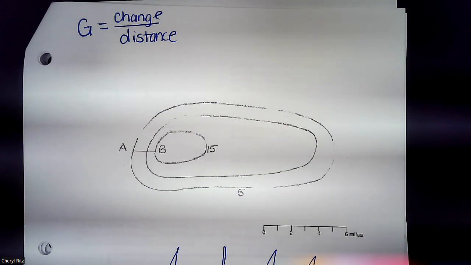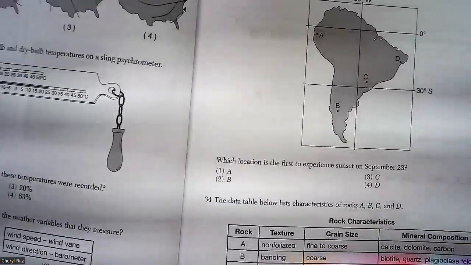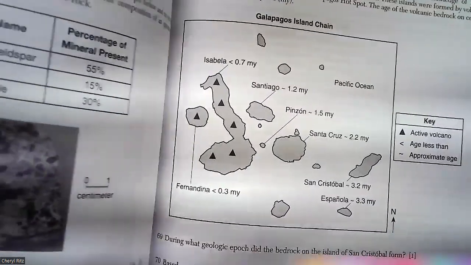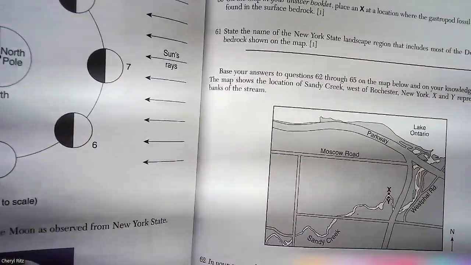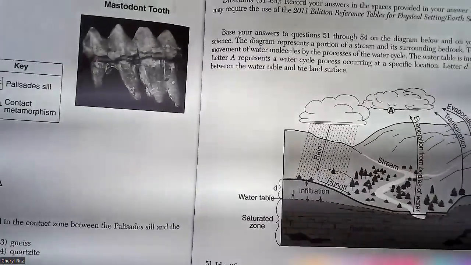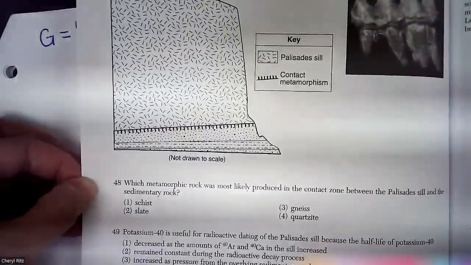The Regents for earth science, and I think I showed you a few of these. I'll show you right now. What does the Regents ask for? Barely anything. Start off with, these are all multiple choice questions. You get 50 multiple choice questions first.